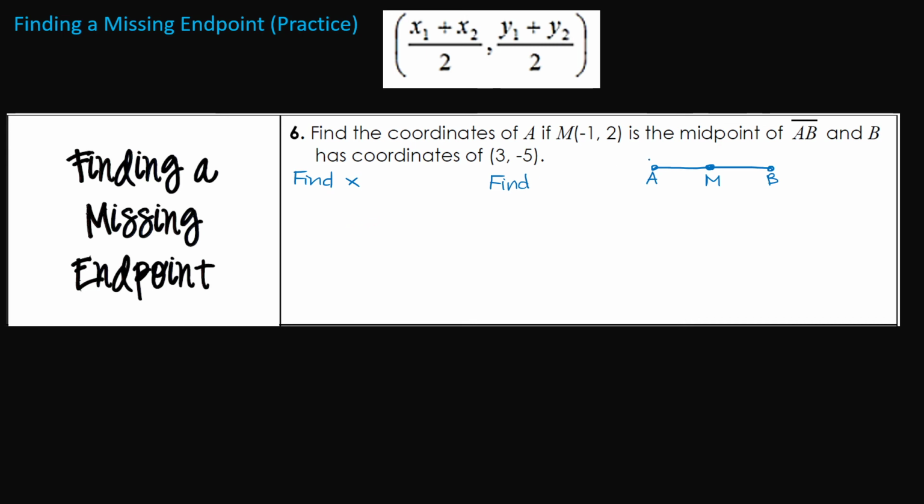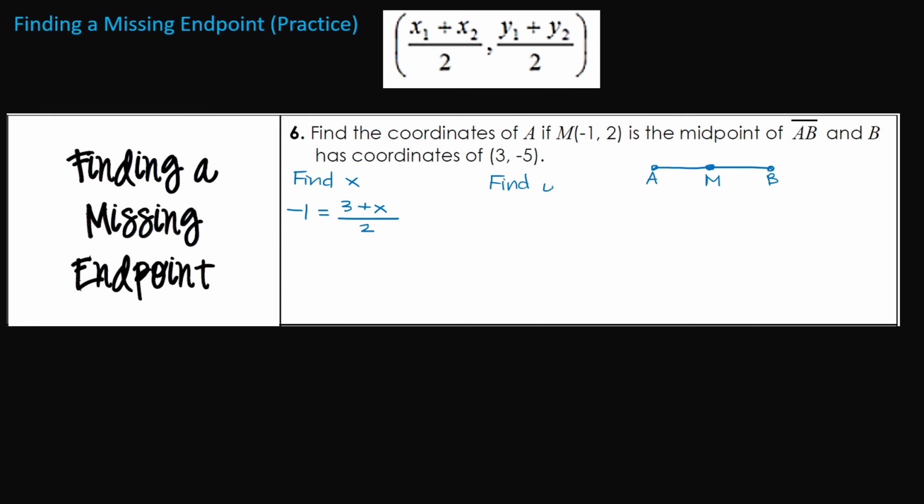I know that the x coordinate of the midpoint is negative 1. So negative 1 is going to be equal to the average of the x values of A and B. I know that the x value for B is 3, so 3 plus my missing x value, divided by 2. That's my equation to find x.